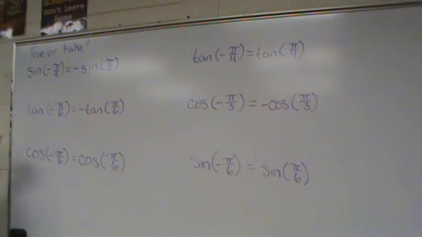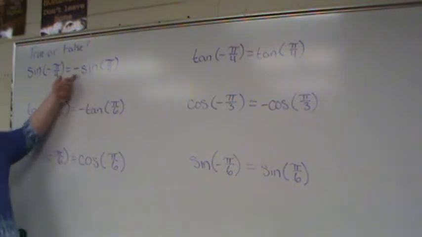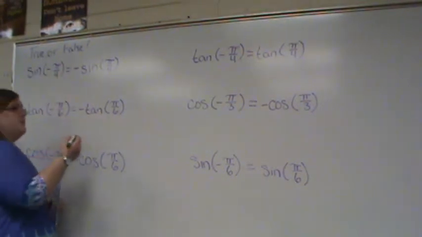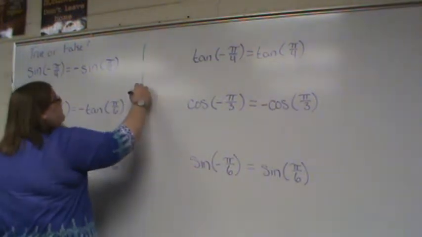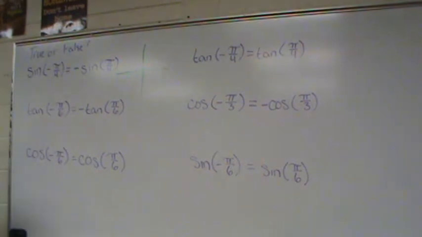So what I wanted you to do is find the sine of a negative pi over 4 angle. Then find the sine of a positive pi over 4 angle, but then make it negative. That's what this negative out front means. So in order to do that, we're going to find where a negative pi over 4 angle is. It's in the fourth quadrant.